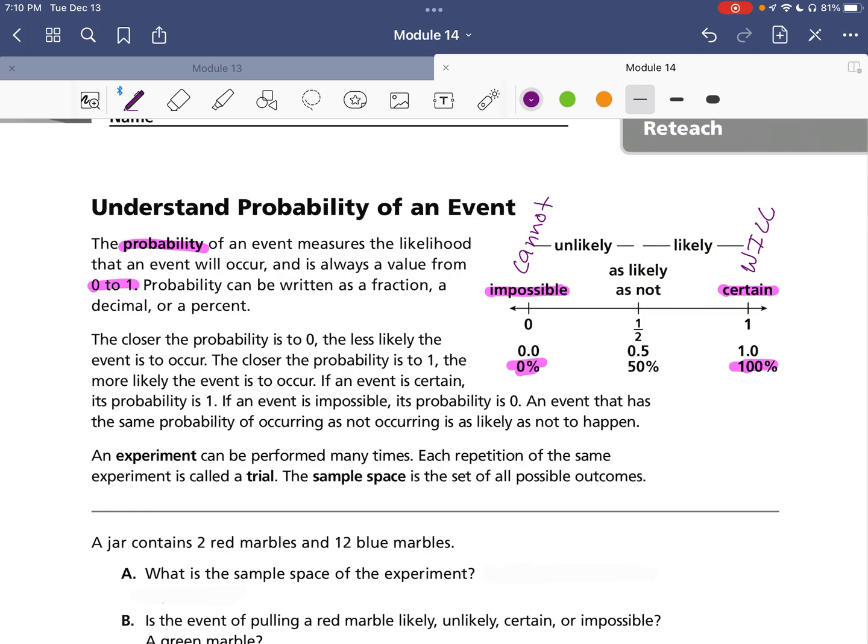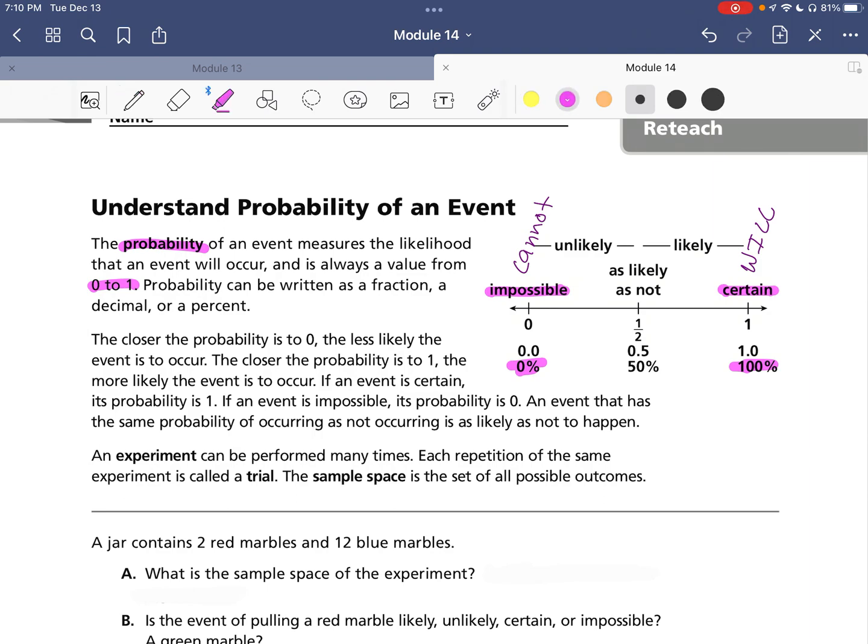An event that has the same probability of occurring as not occurring is as likely as not to happen. So let's read that again. That was a lot of words. An event that has the same probability of occurring as not occurring is as likely as not to happen. Pause the video, read that again if you need to.